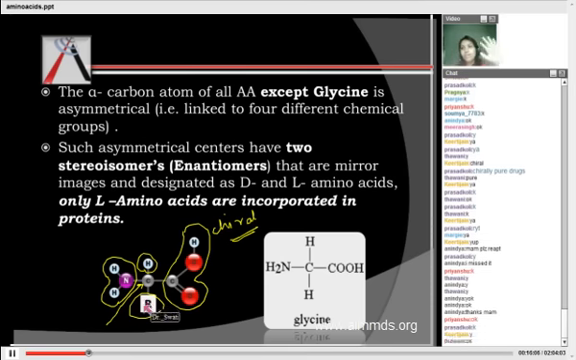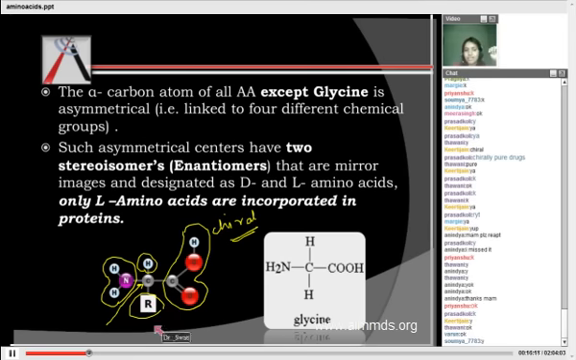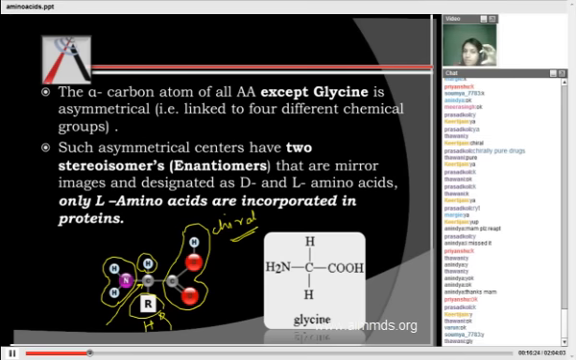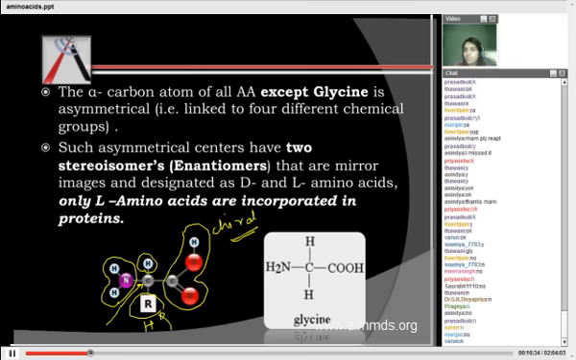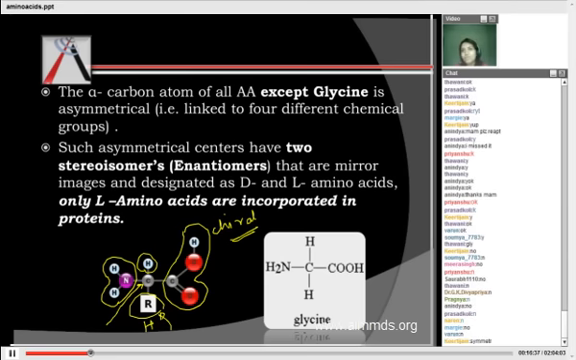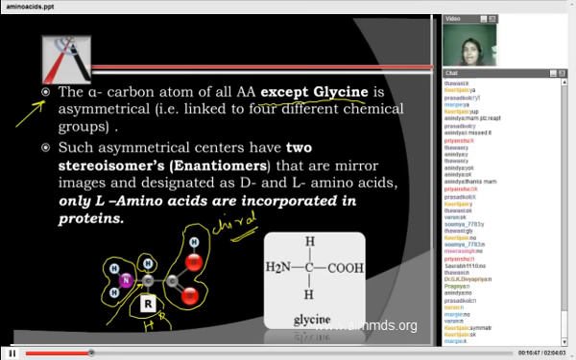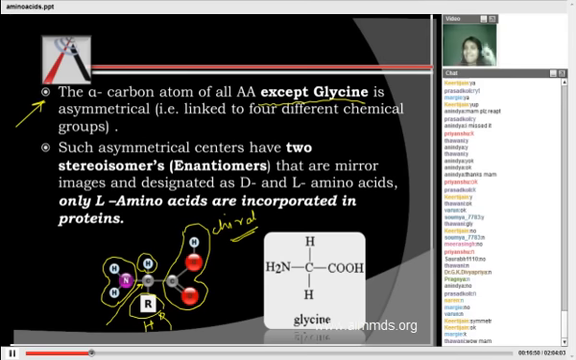Are you getting it? Now imagine a scenario if I remove this side chain, this R, and put H here. Let me remove the side chain and replace it by H. If my side chain is H, does our alpha carbon remain chiral anymore? No, it will become symmetric because it has 2 hydrogens. It doesn't remain asymmetric anymore. And this is the scenario of glycine. Okay, so there is an MCQ here. The alpha carbon atom of all amino acids except glycine is asymmetrical. Fine?